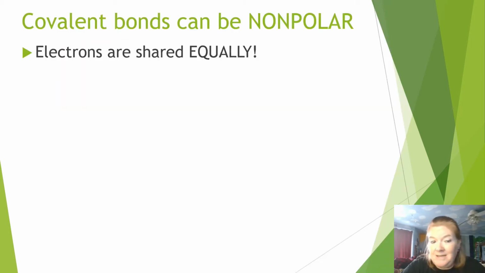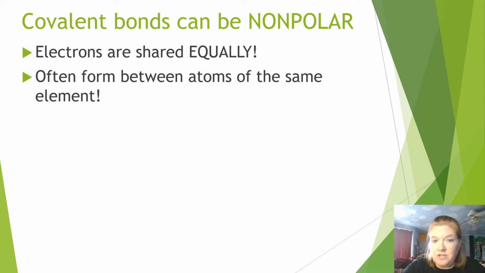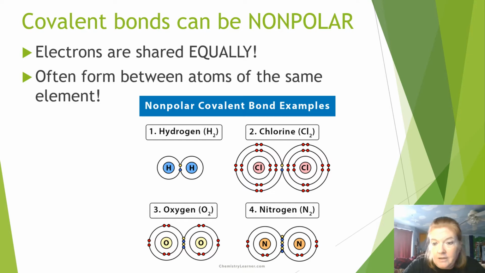Covalent bonds can also be nonpolar. That means the electrons are shared equally. Often this is between atoms of the same element, like two hydrogens, two oxygens, two nitrogens. Here are some examples.